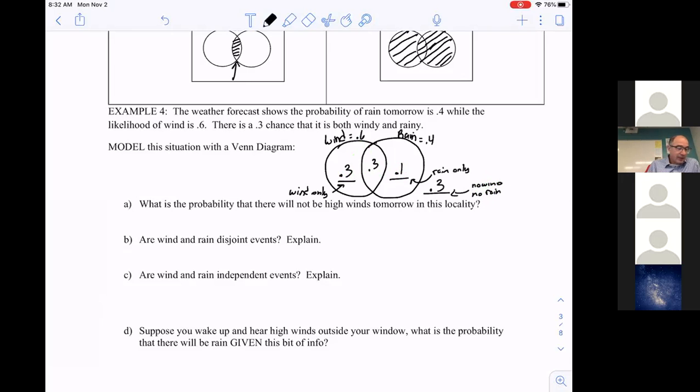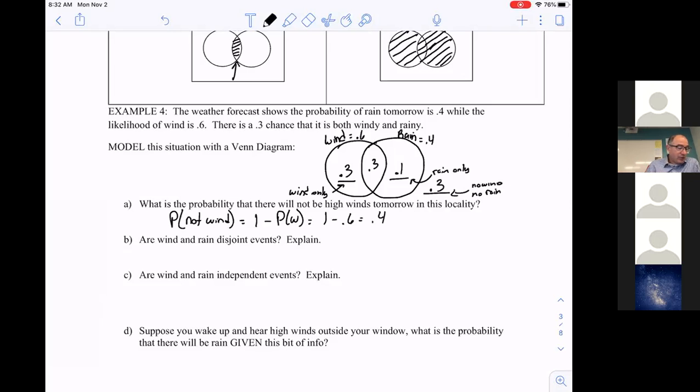Okay, so again, just to work in the practice of the probability statements, the probability of not wind is going to be 1 minus the probability that there is wind. So that means that there's a 60% chance that it's windy tomorrow. So that means there's a 40% chance not windy tomorrow.